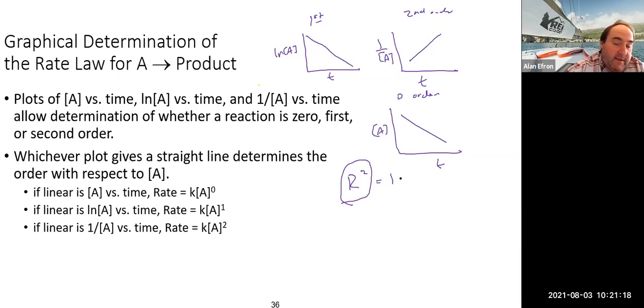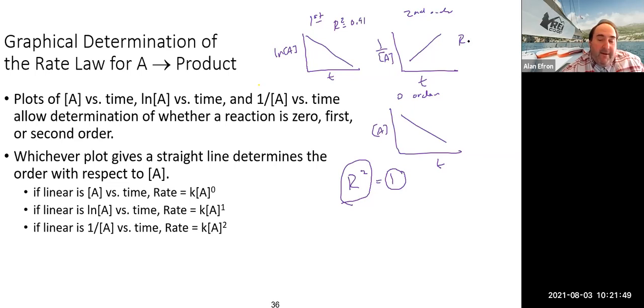And basically, if it is a value of 1, it means you have a perfect linear relationship with your data, which means you basically have a perfect straight line. You would do this and try to find which of these three graphs was the closest to 1. And if it was the closest to 1, then you would know that would be the order for your particular reaction. So let's just say, for example, my R squared value here was 0.91, a little wiggly.